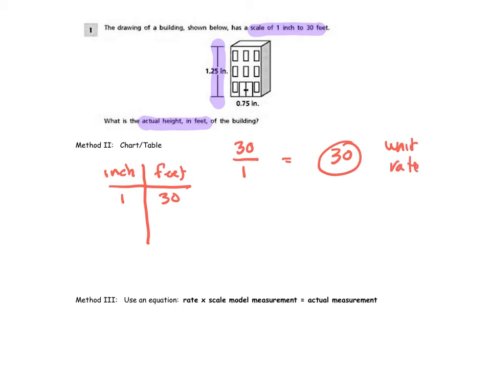Then she goes back to the problem and fills in the chart with what is given. And what is given is the scale measurement. And if you move to the actual, then she has you multiply by the rate. So we would get 37 and 5/10 feet. So that's another method you can use to do this. Let's look at the third.